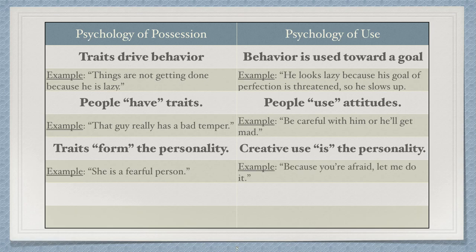For example, she is a fearful person. Here in the psychology of possession, we're saying that this person has a trait of fearfulness. With the psychology of use, it's different. Because you're afraid, let me do it. So here the individual is using the behavior of fear for a different goal, which is perhaps to put other people in their service.